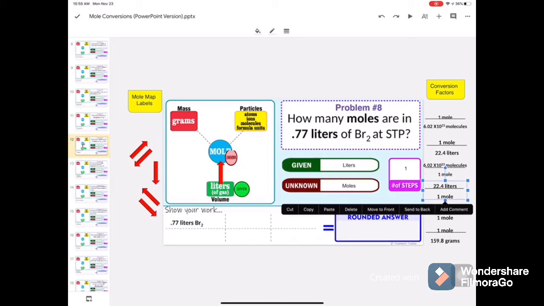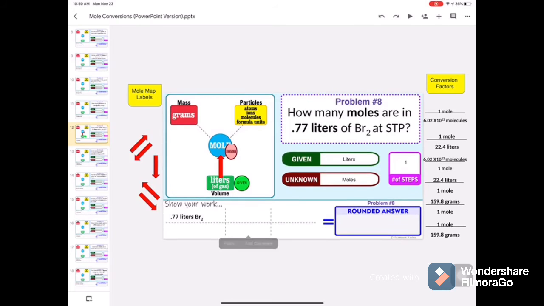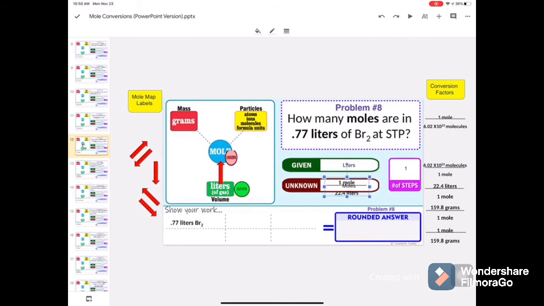What unit do I start with? Over here, I've got liters on top. That means somehow I want to get liters on the bottom. So I'm going to choose the 1 mole to 22.4 liters. That is set in stone. That is the same for every gas. And I'm going to choose this one and drag it down because that will let me cancel my unit.